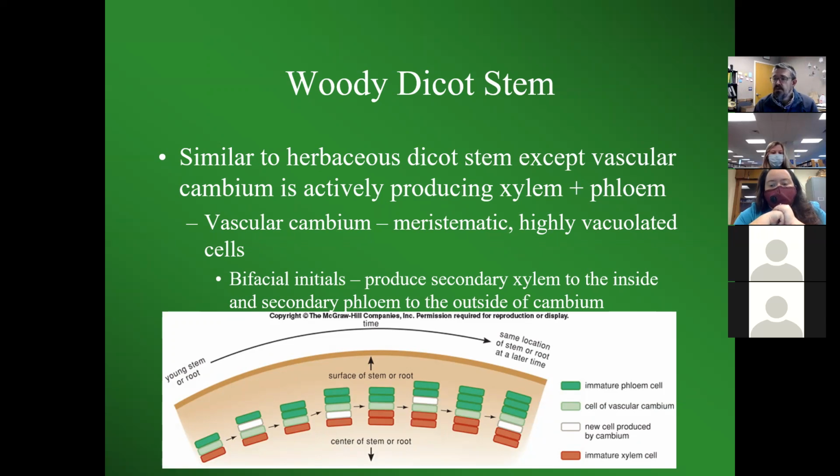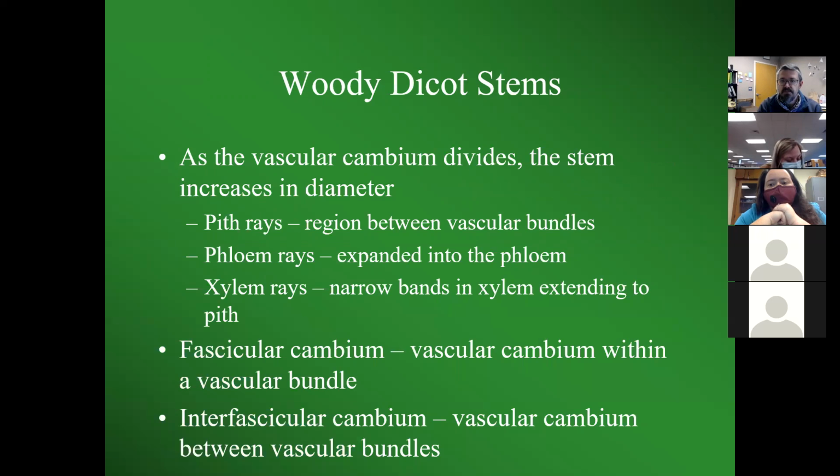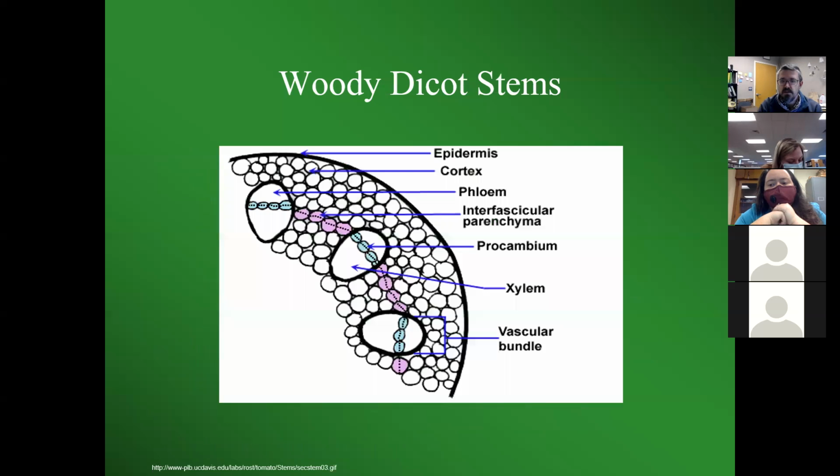It's bifacial because it just means it has two faces, two sides. It's actually actively dividing to both sides of itself, not just to one. Okay, makes sense for bifacial initials? Bifacial division? Okay. We're going to skip the types of, we talked about the fascicular and interfascicular cambium. Okay.